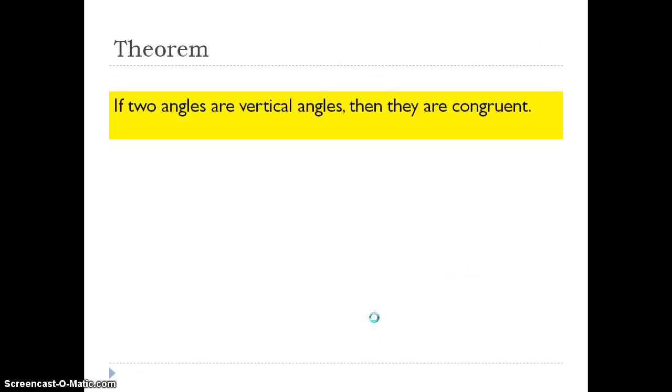The next theorem has to deal with vertical angles. It's called the vertical angles theorem. If two angles are vertical angles, then they are congruent. Here's how you would write it in symbols.